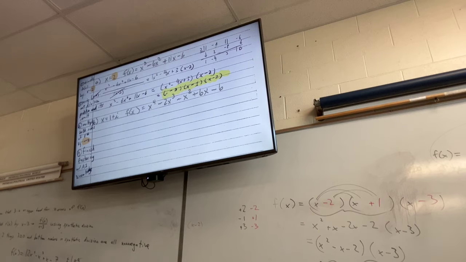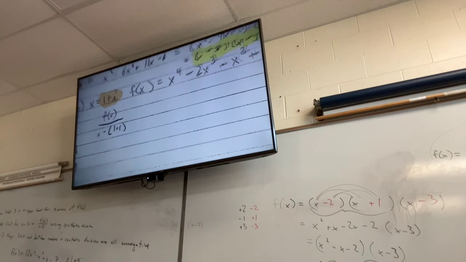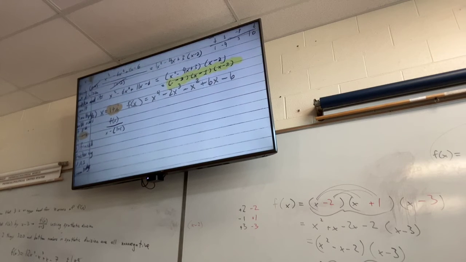So we're going to divide, so we have x equals 1 plus i here, right? 1 plus i, okay? So what are we going to divide f of x by? We're going to do f of x over what? Minus that, right? Minus whatever x is. So it's going to be x minus 1 plus i. Leave it in that same form we had. So f of x over x minus 1 plus i, okay?